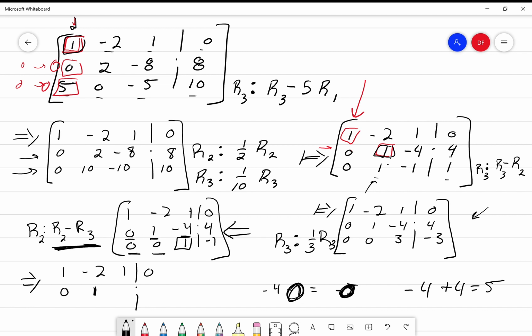I should do row 2, so this will be minus 4 plus 4 times 1, which I have here. So I should do row 2 plus 4 row 3. Because when I do this, I will have there negative 4 plus 4 times 1, which will give me 0. And that's what I want.